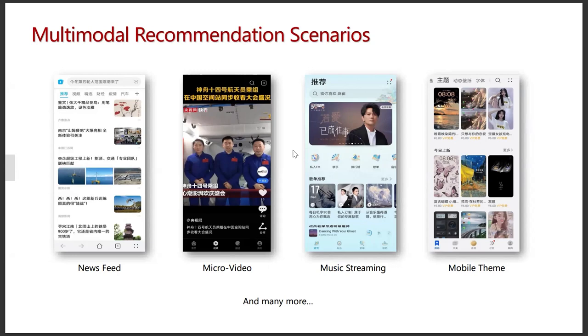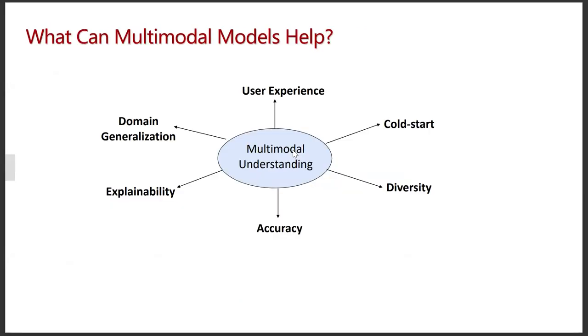And also, there are more and more applications such as e-commerce, such as advertising systems. There are some common requirements for multimodal recommendation. So the first question is, what can multimodal models help with for recommendation? The first one is accuracy, because most of the work on recommendation is to improve the accuracy of a recommender system.